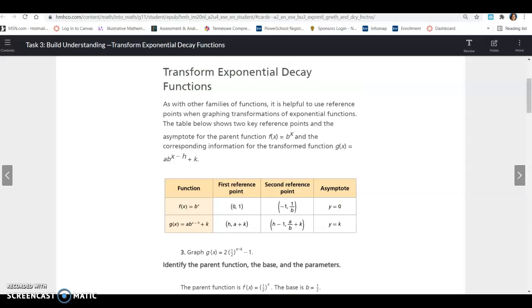Lesson 8.1, transform exponential decay functions. This is task 3. As with other families of functions, it is helpful to use reference points when graphing transformations of exponential functions. The graph below shows 2 key reference points and the asymptote for the parent function f of x equals b to the x and the corresponding information of the transformed function g of x equals a times b raised to the x minus h power plus k.